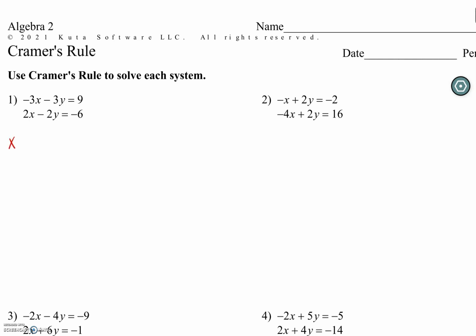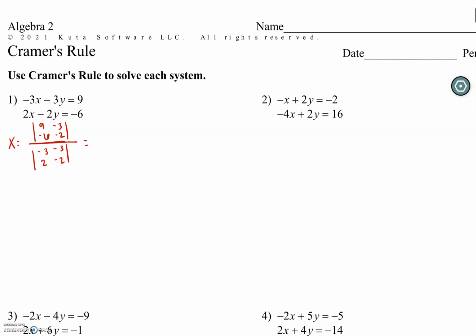So to find out what our x value is going to be, our denominator, remember, is going to be the determinant of the coefficients. So -3, -3, 2, -2. And our numerator is going to be the determinant of the y values and the solutions to the equation. So 9, -6, -3, -2.